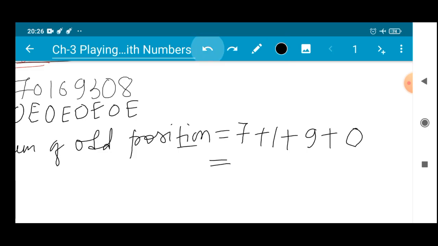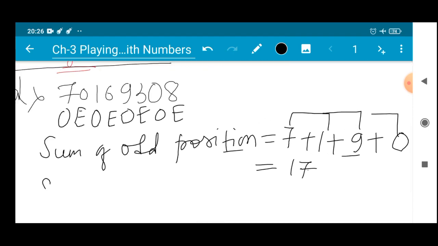7 plus 1 is 8. 8 plus 9 is 17. 17 plus 0 is 17. So let me cross check it again. 7 plus 1 is 8. 8 plus 9 is 17. 17 plus 0 is 17. Right? So now let's find the sum of the even position.